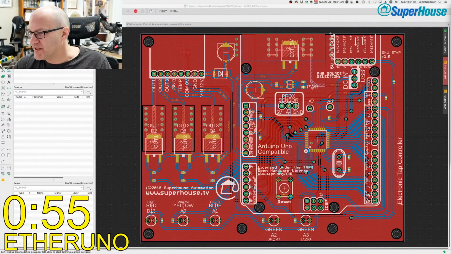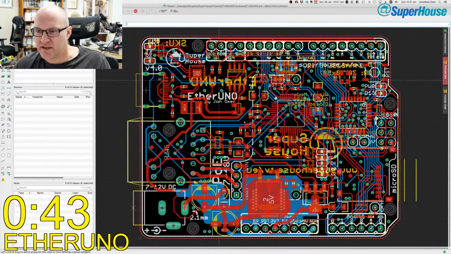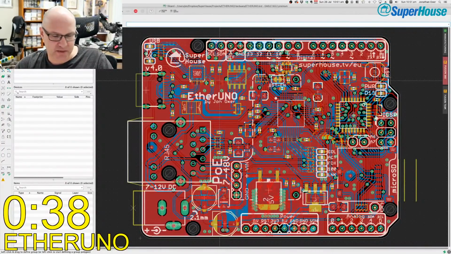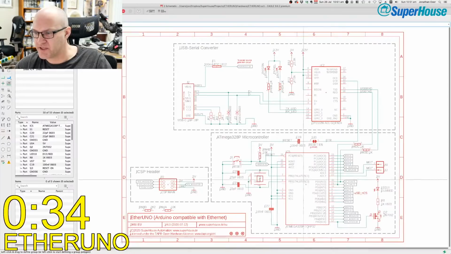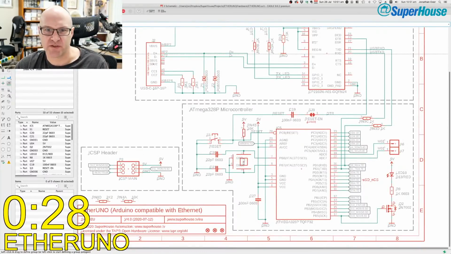The Etherino, this one is in transit right now. These PCBs should be currently on a plane. It's the replacement for the Ether 10, which has been around now for 10 years. And it is revised to have the WIZnet W6100 chip instead of the 5100. There's an ATmega 328, so it functions just like, there are actually 4 sheets in this.